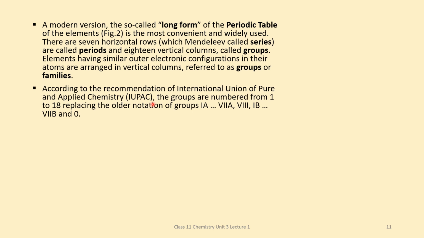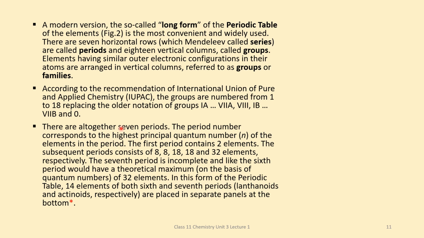According to recommendations of the International Union of Pure and Applied Chemistry, that is IUPAC, these groups are numbered from 1 to 18, replacing the older notation of groups 1A to 7A, 8, and 1B to 7B and 0. There are altogether 7 periods. The period number corresponds to the highest principal quantum number n of the elements in the period.